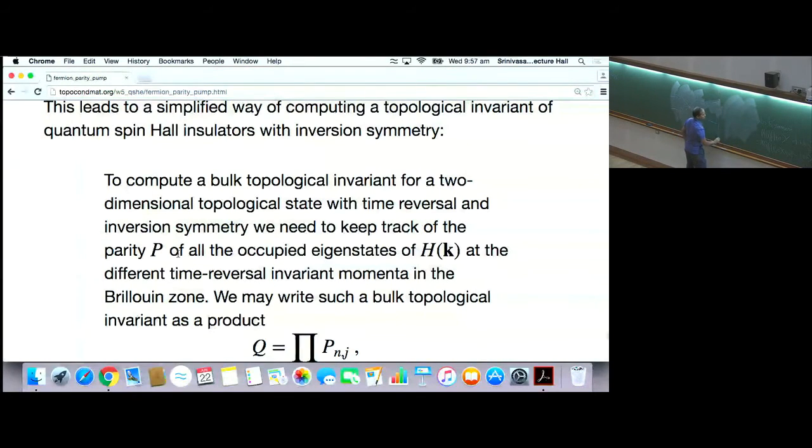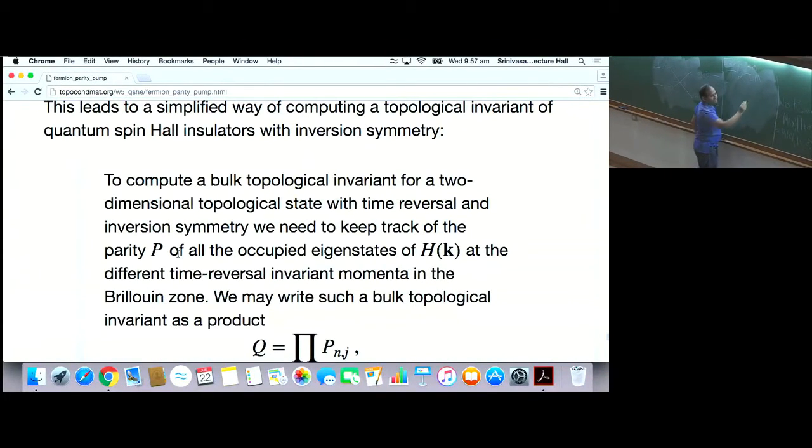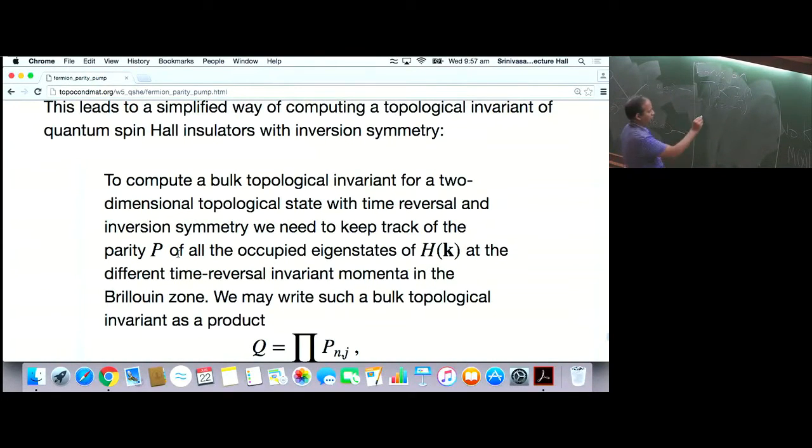So let me write down the final recipe, which is simple. Final recipe is: look at, or focus on, TRIM, which are time reversal invariant momenta. These are the momenta where k is equal to minus k. And at these momenta, the topological invariant is equal to the total parity of occupied states.